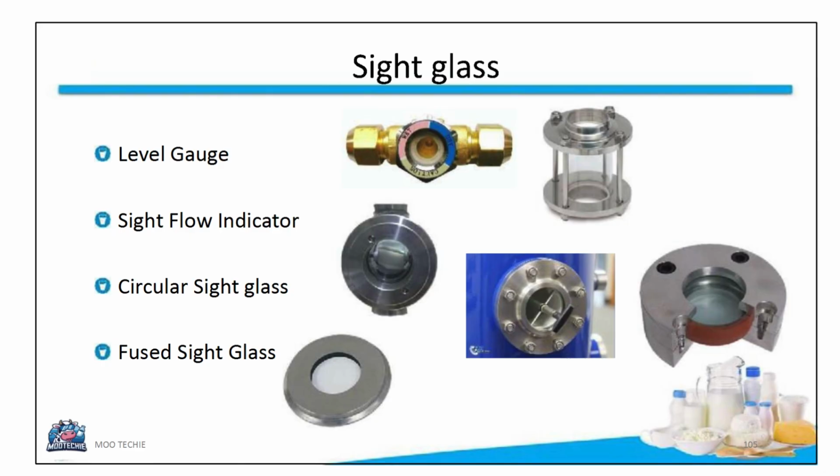A level gauge is used to see how much liquid is in a tank. A sight flow indicator allows an operator to watch the fluid moving through the pipe. A circular sight glass is a simple window into the pipe. And a fused sight glass is a more robust version, often able to handle higher pressures.